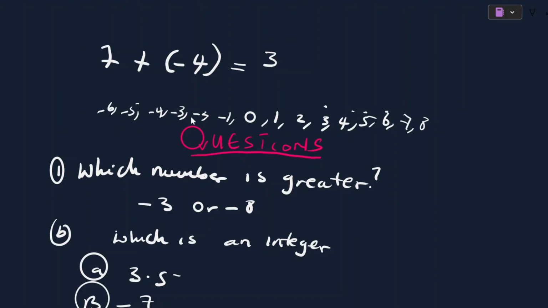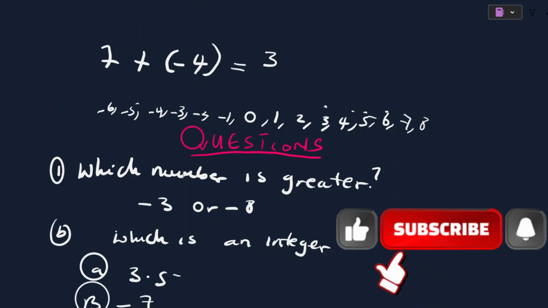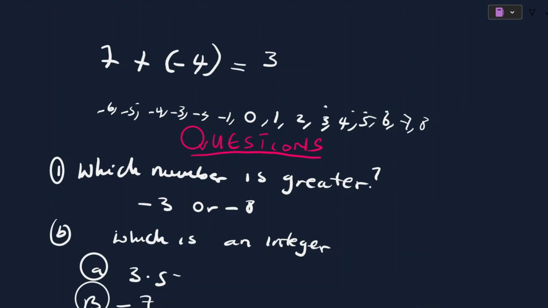Now let's look at these questions. Which number is greater? Is it negative 3 or negative 8? Remember that we learned that in terms of negative numbers, the number that is closer to 0 is greater. So if we look at negative 3 and negative 8, the number that is greater or that is closer to 0 is negative 3. Therefore, negative 3 is greater.